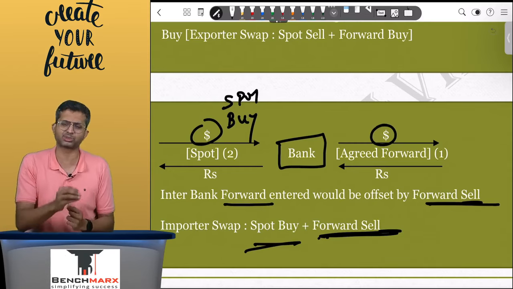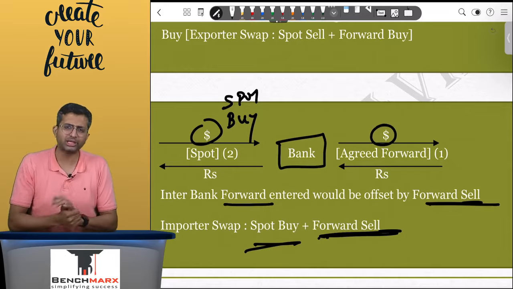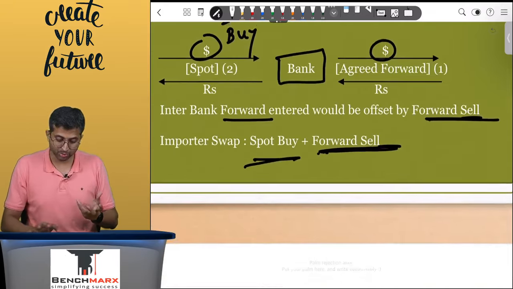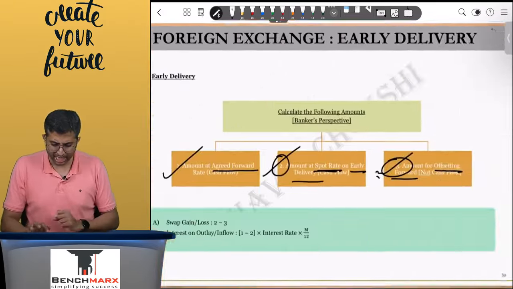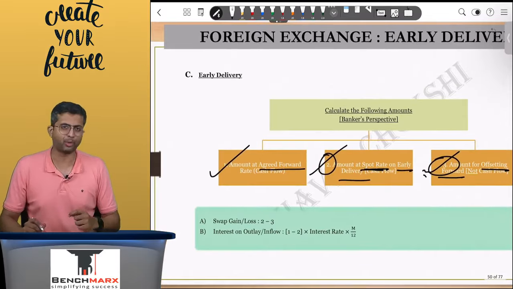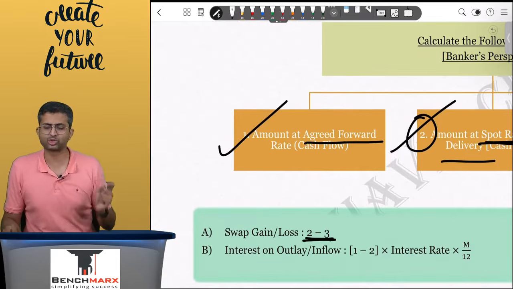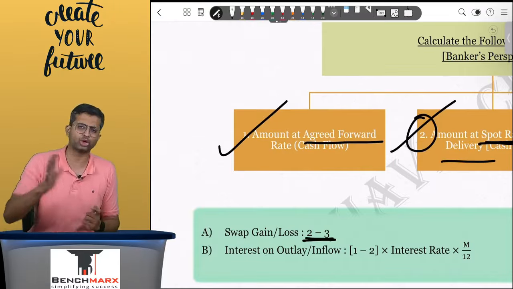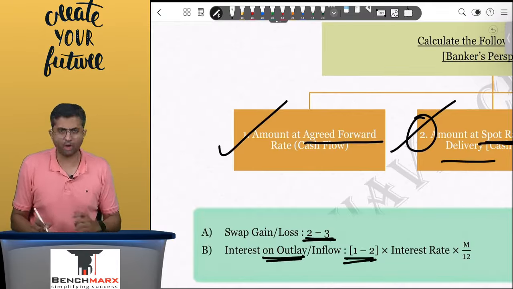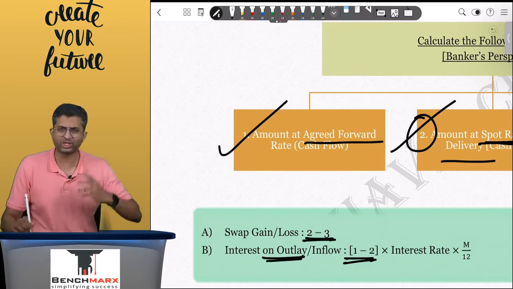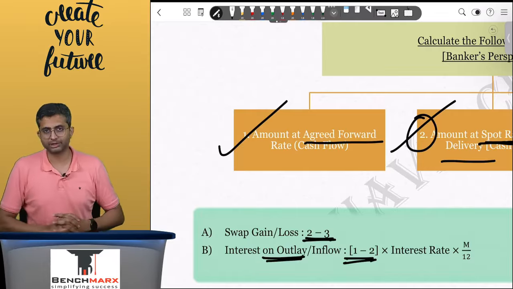So if you determine that in the spot market, like in importer, you have to buy the dollars, then in the forward market you have to sell. Or in exporter, in the spot market you have to sell those dollars, then in the forward market you will buy. This is called a swap, and this is happening in point 2 and point 3. So the difference between point 2 and 3 is called a swap loss. If there's a loss, the customer has to reimburse the bank for that. If there's a gain, the bank will hand over the gain to the customer. Next, there is interest on outlay or inflow of funds. So point 1 and point 2, look, point 1 you had to pay anyway. It is just that you are doing it a month earlier.